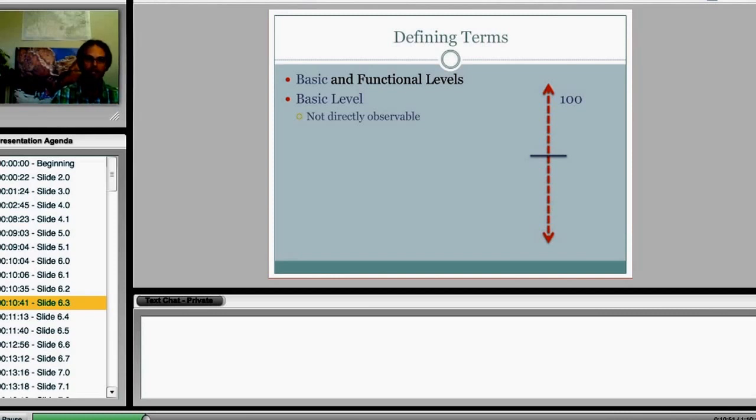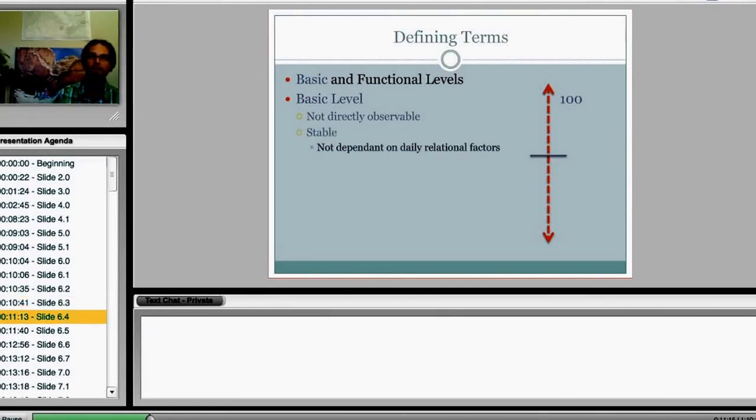So the basic level is represented here by this gray line that you'll notice on this orange arrow that is up and down. This arrow represents a level of functioning, and where this arrow is, it would be about a 50 on this scale. Now, the basic level of differentiation is not observable. We're not going to see this with behaviors.